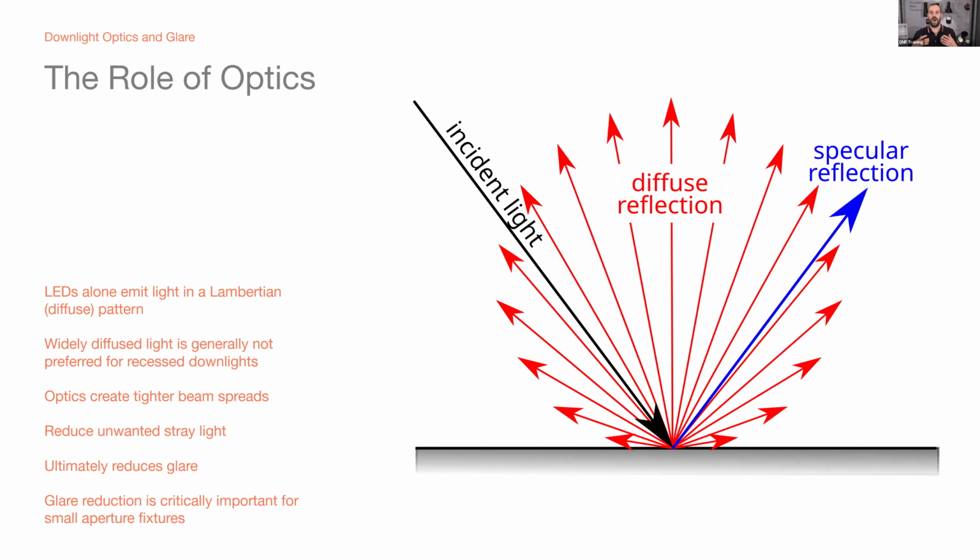There are a number of different ways, which we'll talk about, that engineers and optical designers go about combating this. But again, just to really impress upon you, as the industry moves to small aperture fixtures, glare control has become an increasingly important part of the fixture design, the optical design that we undergo.